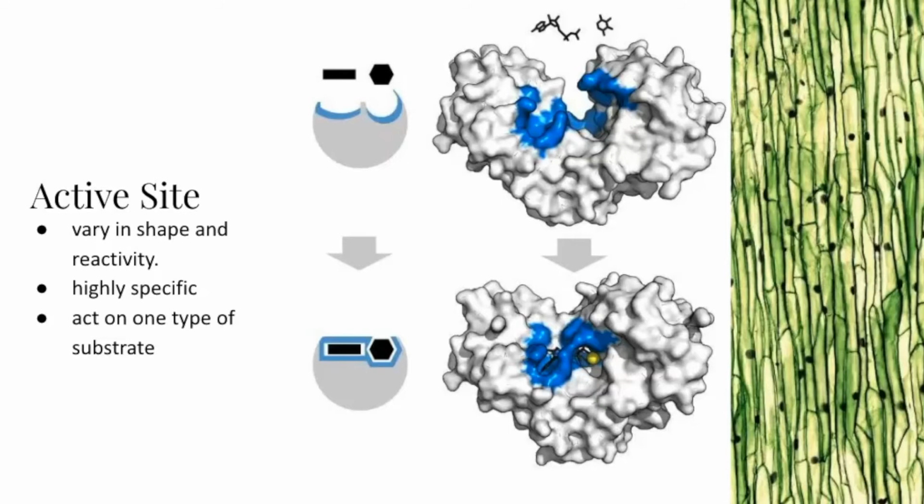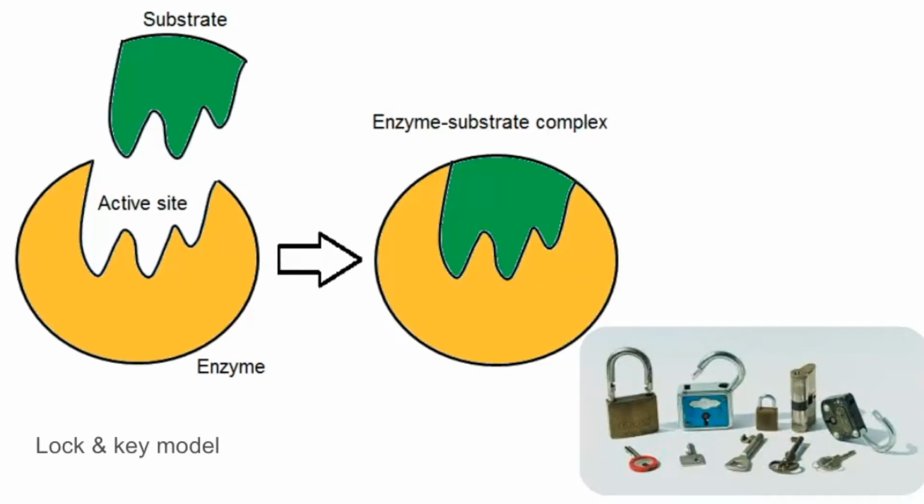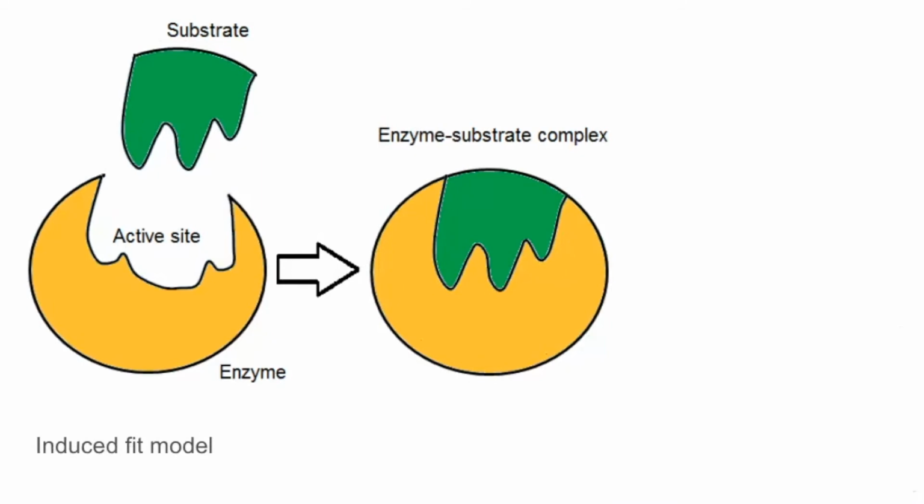There are two main theories about how enzymes and substrates interact in catalyzing reactions. Firstly, there's the lock and key model. It uses the analogy that the enzyme is a key and the substrate is a lock. The idea is that the substrate interacts with the enzyme, and it suggests that the enzyme and substrate have a perfect fit.